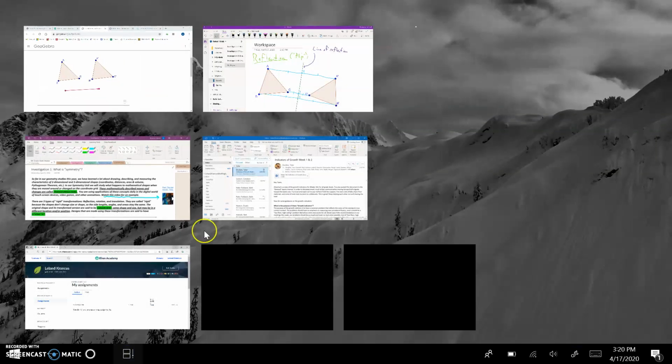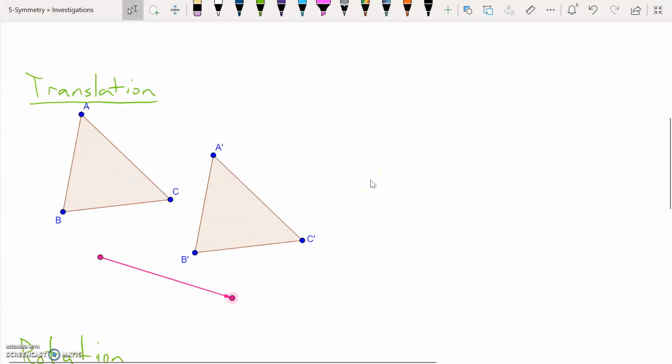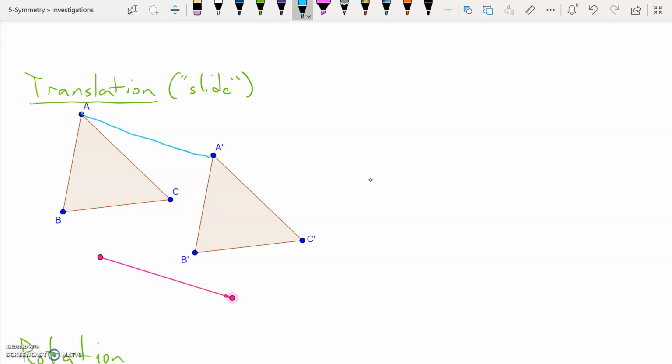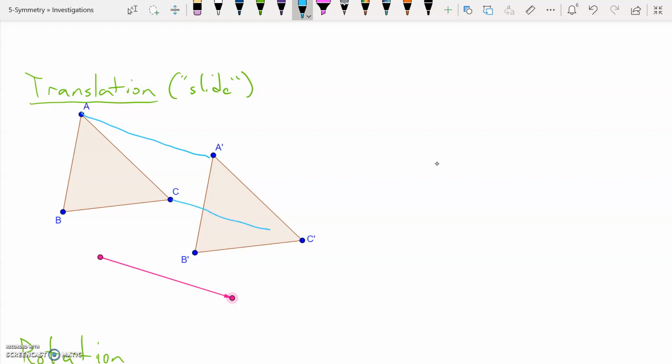So I'm going to switch back to OneNote again, and we'll take some notes on what's happening when we do a translation. So we're going to do that same thing with a translation. First of all, the non-mathy word for translation is a slide. And we're going to draw lines connecting original points to their copied points. The little apostrophes that you see on these points indicate that that point is a copy of the original. And then the one up to the left is the original. So if I draw lines connecting original points to the copied points, all those lines are the same length.